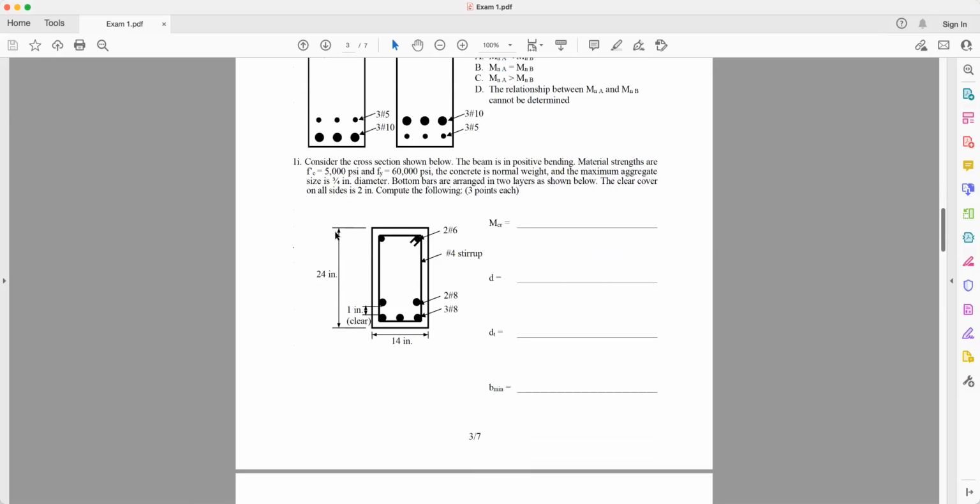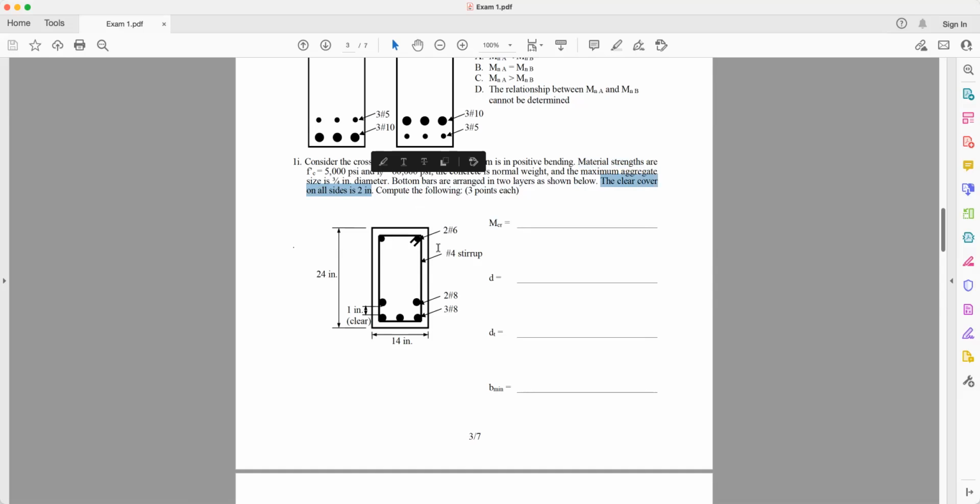Okay. All right. Consider the cross section shown below. The beam is in positive bending again. Material strength f prime C is 5,000 psi. Yield strength grade 60. Concrete normal weight. Maximum aggregate size 3/4. Bottom bars are arranged in 2 layers. The clear cover from all sides is 2 inches. Okay, that saves you from computing from the table.